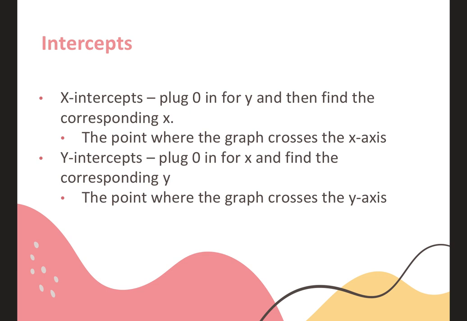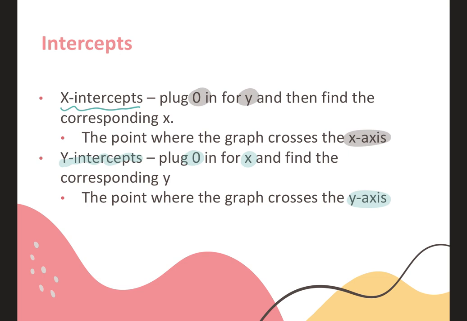So intercepts. It doesn't matter what kind of graph we're talking about. It could be a line. It could be like a sine function that goes all over the place. It doesn't matter what kind of graph it was. You can always find the intercepts the same way. For an x-intercept, we would plug 0 in for y and then find the corresponding x. And it's where it crosses the x-axis visually. For a y-intercept, we plug 0 in for x and find the corresponding y. And this is where it crosses the y-axis visually.